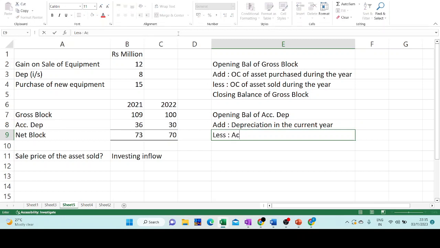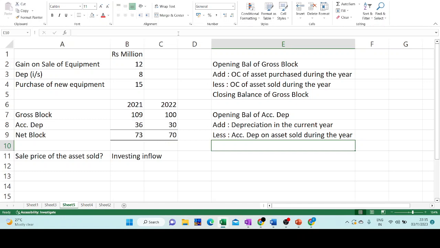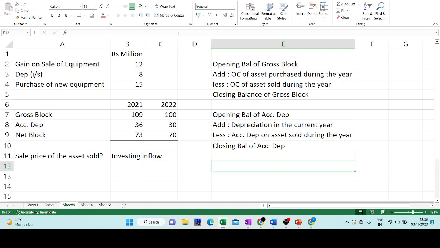Less any accumulated depreciation on assets sold during the year. Any accumulated depreciation on the asset that is sold during the year is deducted from the balance of accumulated depreciation, right? Once you add the depreciation in the current year and deduct the accumulated depreciation on the assets sold, you get the closing balance of accumulated depreciation. Okay, guys, are we good? Guys, are we good or not? Please tell me.